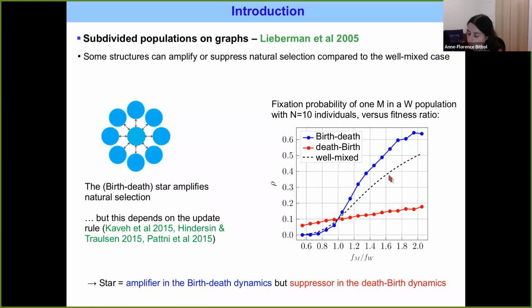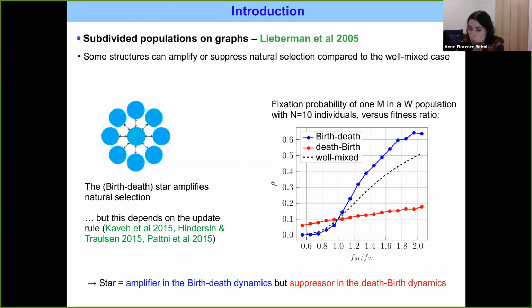It means that this excess fitness of the mutant has an effect that is amplified by the fact that the structure is a star. Conversely, if you look at the case where the fitness of the mutant is smaller than that of the wild type, the blue curve is below the dashed curve, which means that this fitness effect is also enhanced by the star. Essentially, a beneficial mutant has more chances to fix, and the deleterious mutant has less chances to fix. Okay, so this is quite an interesting property of the star.